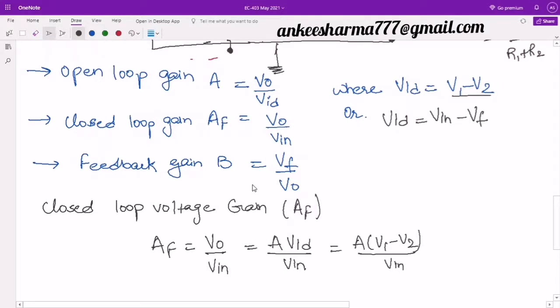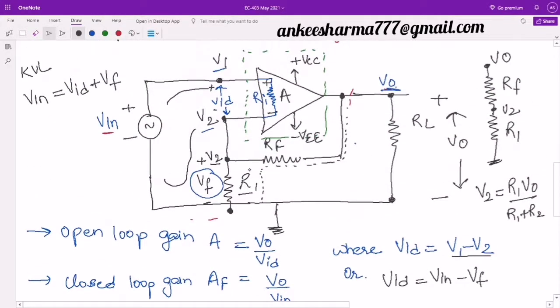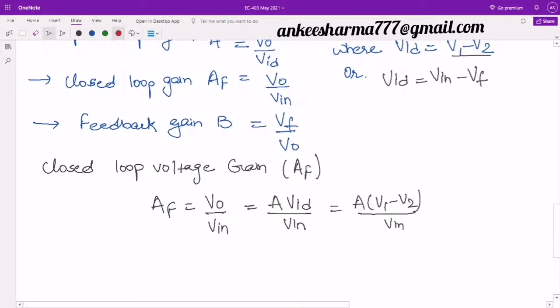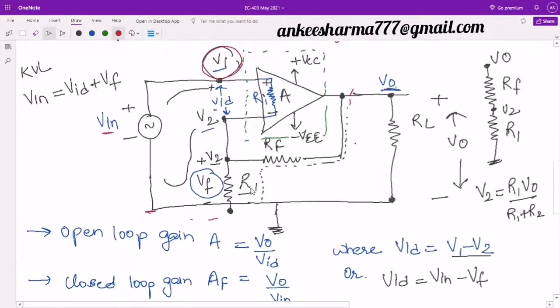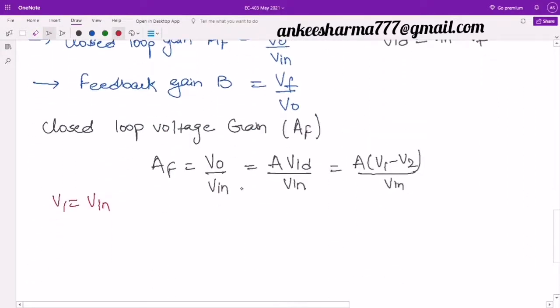Now look, what is the value of V1 and V2 over here in my circuit? If I look at this V1, this V1 is nothing but the voltage with respect to the ground, it is equal to VIN. So I can write that this V1 is equal to VIN. What is V2? This is my V2. So this V2 with respect to ground is also equal to VF, because this is the voltage across resistor R1. So V2 is equal to VF.